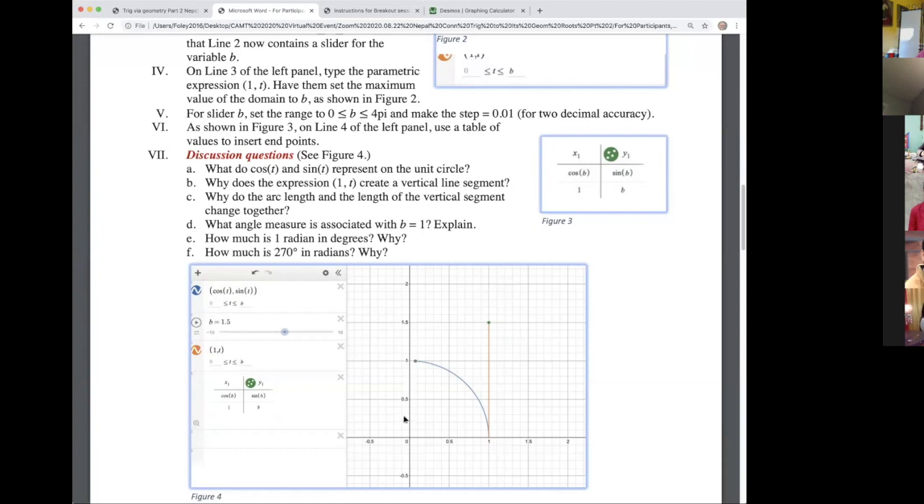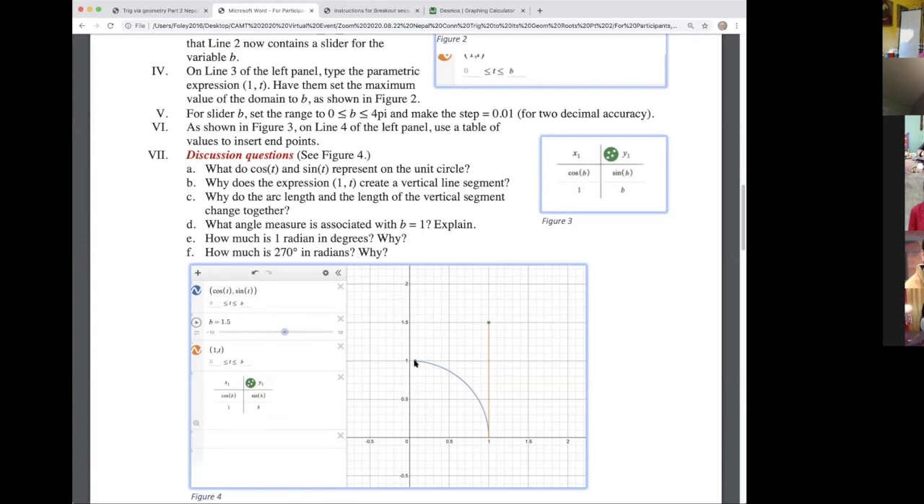So the central angle of t. So t is the central angle. T is also this arc length. And so if you put these together, you get an ordered pair. So which part of the ordered pair is cosine of t? Is that the x or the y component? Yeah, cos is the x component and sine is the y component.